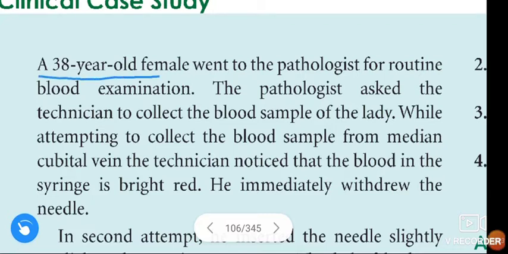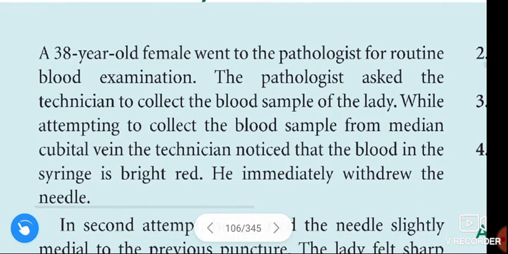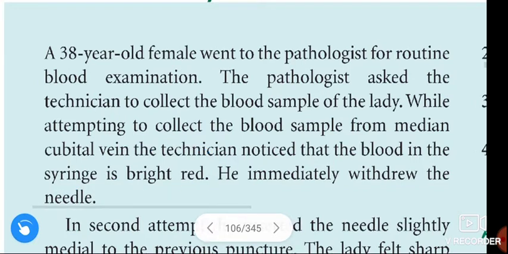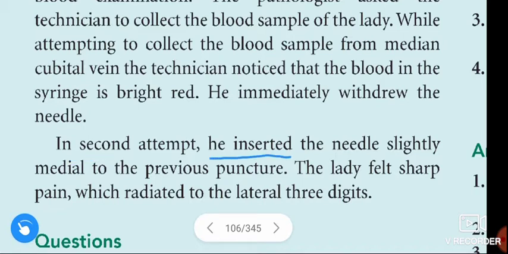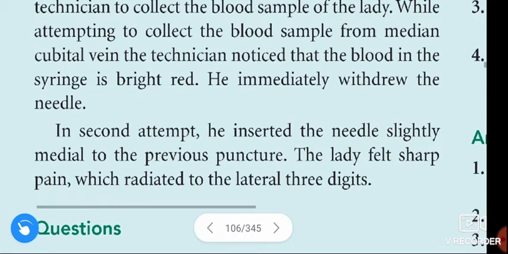A 38-year-old female went to the pathologist for routine blood examination. The pathologist asked the technician to collect the blood of the lady. While attempting to collect the blood sample from the median cubital vein, the technician noticed that the blood in the syringe is bright red. He immediately withdrew the needle. In the second attempt, he inserted the needle slightly medial to the previous puncture. The lady felt sharp pain which radiated to the lateral 3 digits.